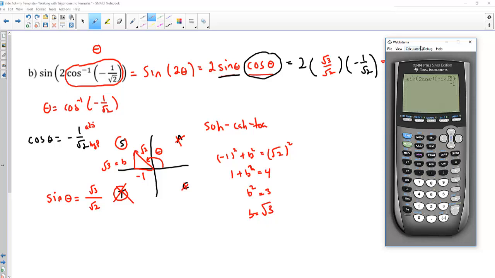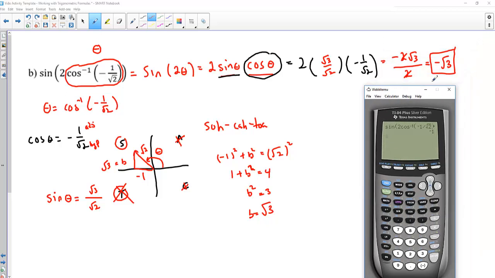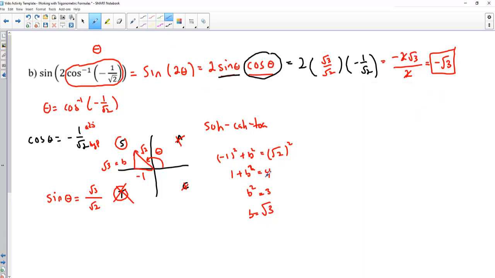Whoa! And I see, oh, those two answers are not the same, which means I probably made a mistake. And you may have caught it before I did. Right here, there's the mistake. Square root of 2 squared is not 4. It's the number 2. Oh my goodness. All right, so that should be the number 2.